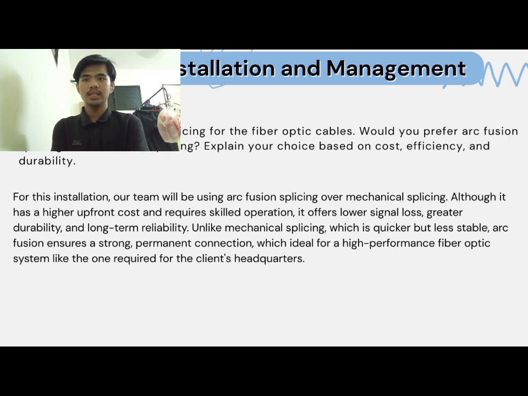So for this installation, our team will be using arc fusion splicing over mechanical splicing. Although it has a higher upfront cost and requires skilled operation, it offers low signal loss, greater durability, and long-term reliability. Unlike mechanical splicing, which is quicker but less stable, arc fusion ensures a strong, permanent connection, ideal for a high-speed fiber optic system like the one required for the client's headquarters.